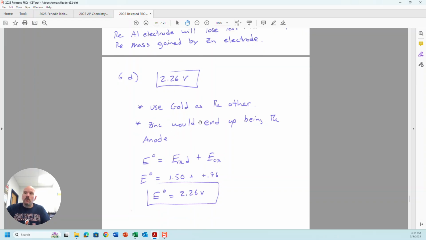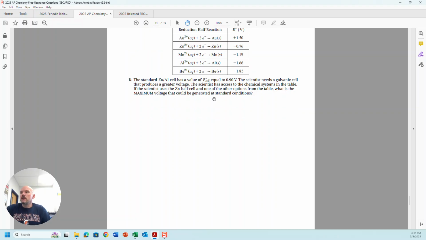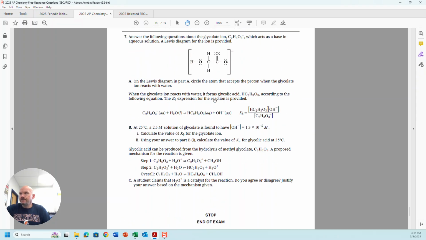But in that case, zinc would end up being the anode, but it doesn't matter. It's just we're using zinc as one of our cells. It doesn't matter if it's the cathode or the anode. We just want the maximum voltage based on whatever else we have to deal with, okay? All right, so now let's go to number 7, okay?